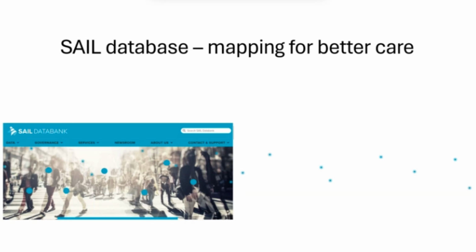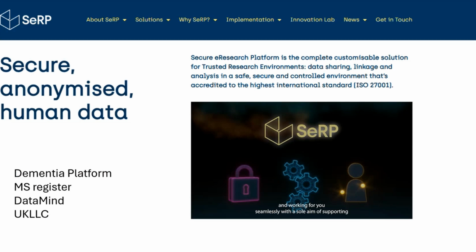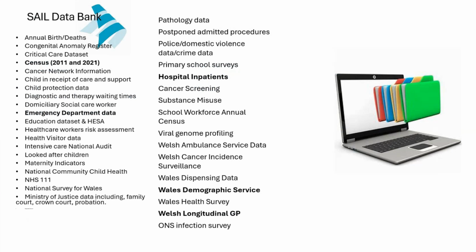I'm just going to give a quick overview about SAIL and how we've used it in musculoskeletal care and mapping for better care. SERP UK is the infrastructure used, and that also holds a dementia platform, the MS Register, Datamine, UK LLC, among other things. And one of the other clients of UK SERP is the SAIL Data Bank. The SAIL Data Bank is basically electronic data for people living in Wales.